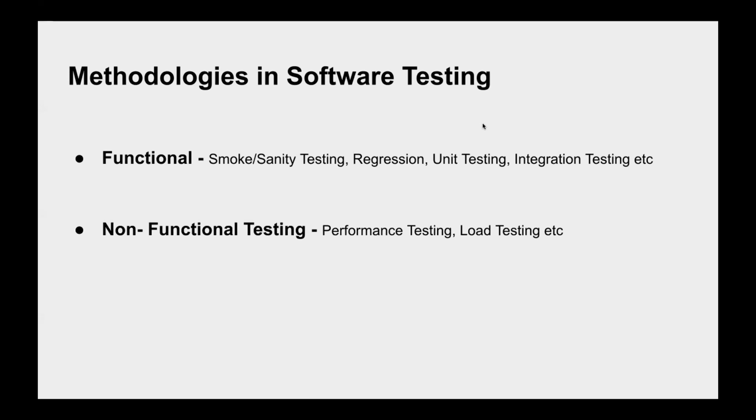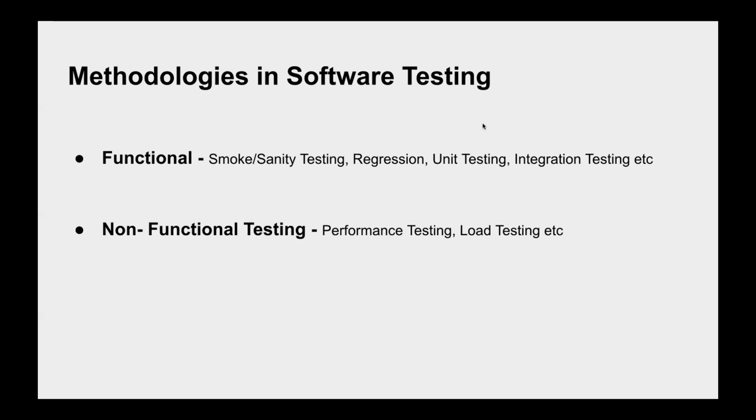So very simple. From the literal meaning of the name, in functional testing we will focus only on the functionality of the product, whereas in non-functional testing, other than functionality, whatever else can be tested, we will test under non-functional testing. In functional testing, there are different types of testing methodologies. The first one is called smoke testing.